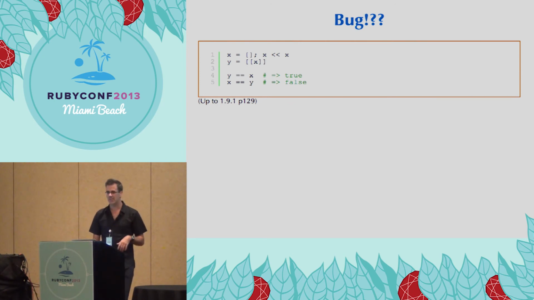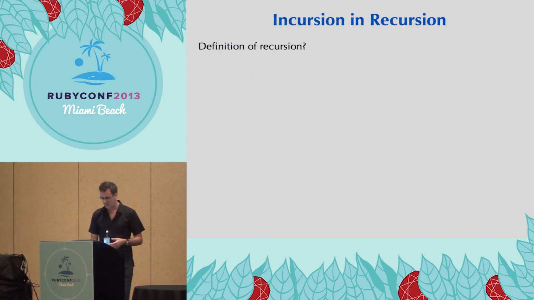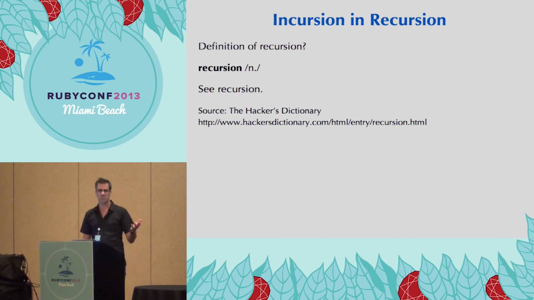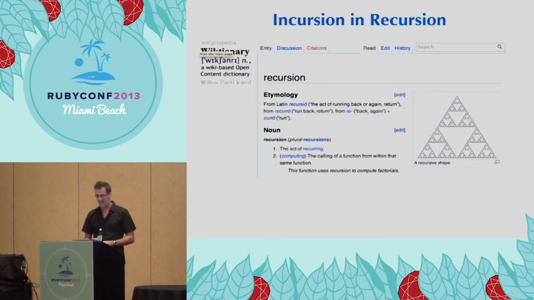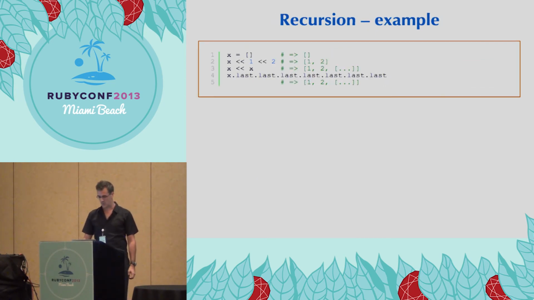So I delved into the code and was wondering what's going on. So I need to talk a bit about recursion. You all know the definition of recursion. See recursion from the Hacker's Dictionary. Usually we talk of recursion for functions or methods, and recursion is the calling of a function from within that same function. But we have recursive structures like arrays here, and these can be quite fun to play with. So here I'm just giving an example where my array contains 1, 2, and then I'm adding myself.